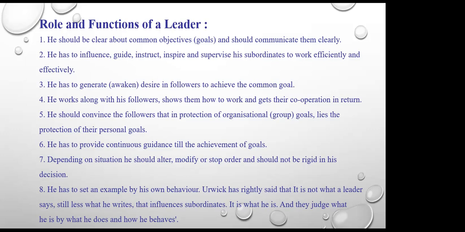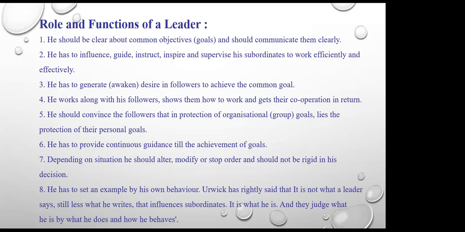And the fifth one, he should convince the followers that in protection of organizational group goals lies the protection of their personal goals. In the sense, he should convince the followers that in protection of organizational goals also lies the protection of their personal goals, and he is supposed to help on personal and also organizational goals.